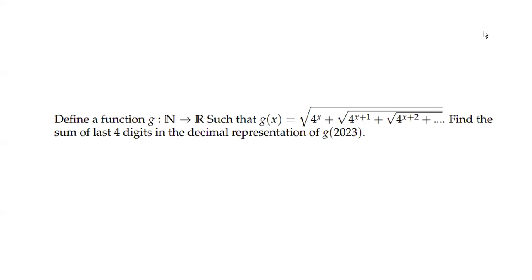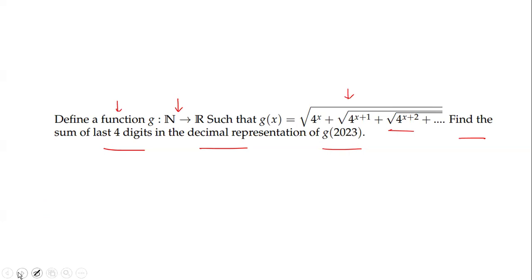So hello guys, in this video we are going to solve this problem. It is given that we define a function g from N to R such that g of x is equal to this expression: root of 4 raised to power x plus root of 4 raised to power x plus 1 plus root of 4 raised to power x plus 2, and this will happen infinitely. Then we have to find the sum of the last four digits in the decimal representation of g of 2023. If you replace x by 2023, you get some number. So what are the last four digits? That is what the problem asks.